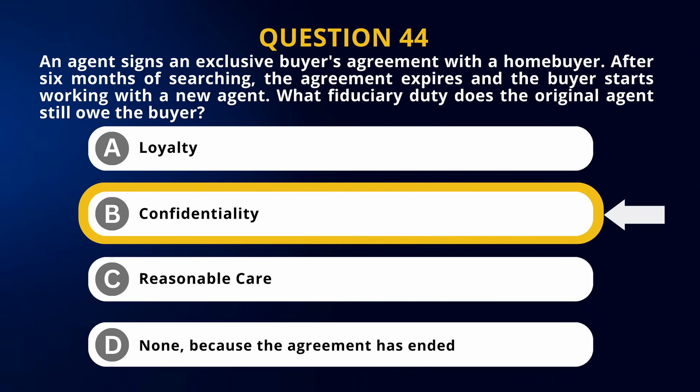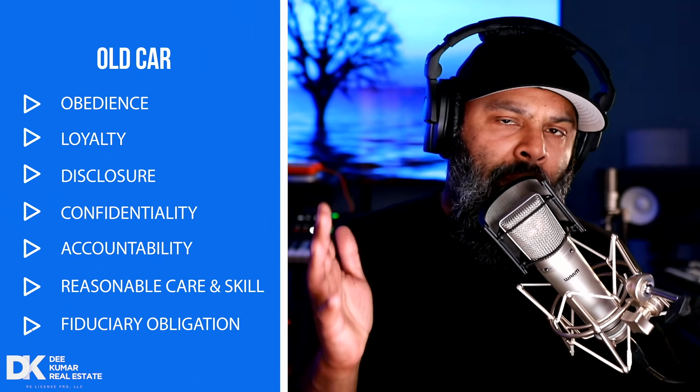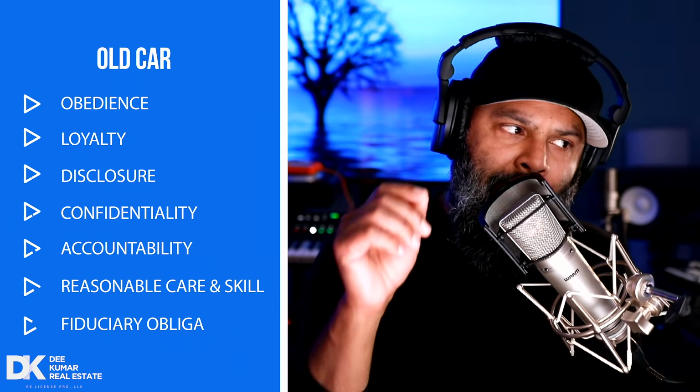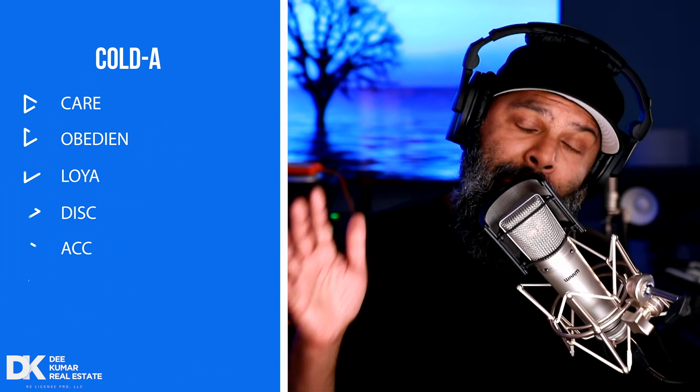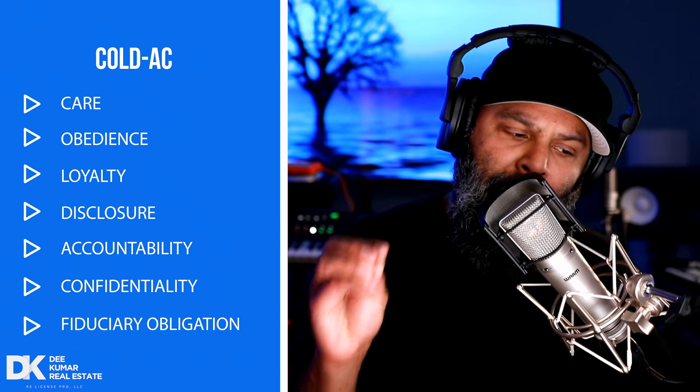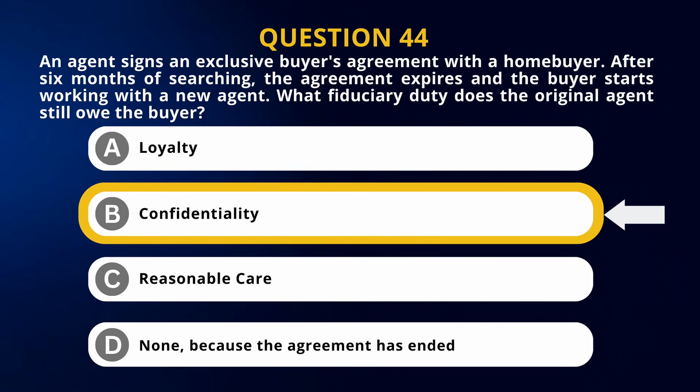Okay, so many times with fiduciary duties, remember, you can remember them through OLD CAR or COLD AC, you can pick. Care, obedience, loyalty, disclosure, accounting, and confidentiality. Now, one thing that many times students don't know, or sometimes teachers don't cover this, is that confidentiality must be maintained forever in many states. So, with this particular question, you want to remember, generally speaking, that any fiduciary duties that must continue even past the expiration of a listing, it's typically going to be confidentiality.